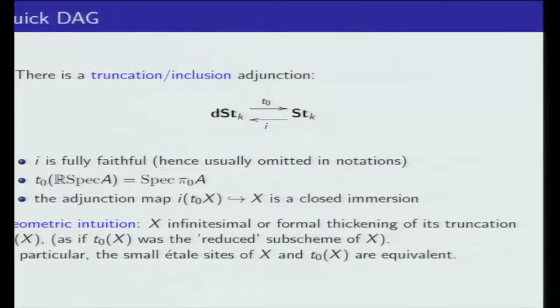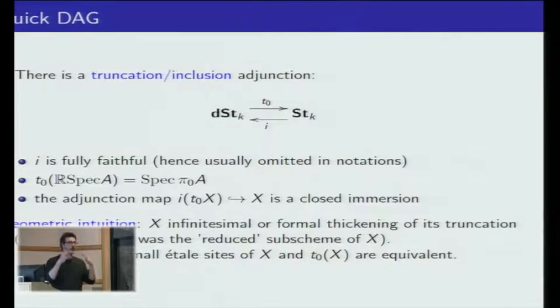So you can see the truncation as a closed substack of the derived stack. The intuition to keep in mind for this kind of construction is that a derived stack X is like an infinitesimal or formal thickening of its truncation. It's like having a reduced scheme inside the scheme: you kill nilpotents, but here they are not actual nilpotents, they are cohomological nilpotents. This intuition is actually a theorem: the small étale sites of the derived stack and of its truncation are equivalent. So topologically, you don't see much of a difference.